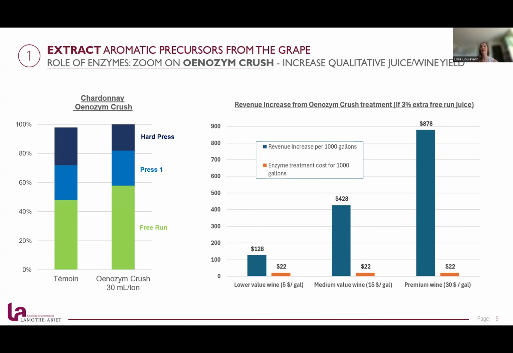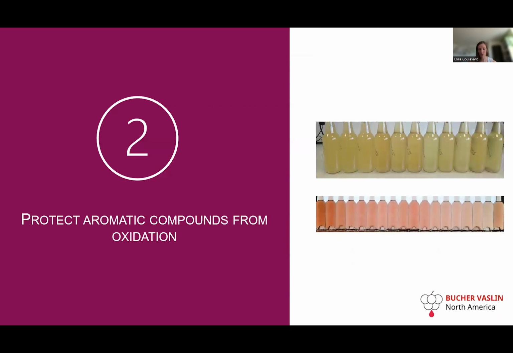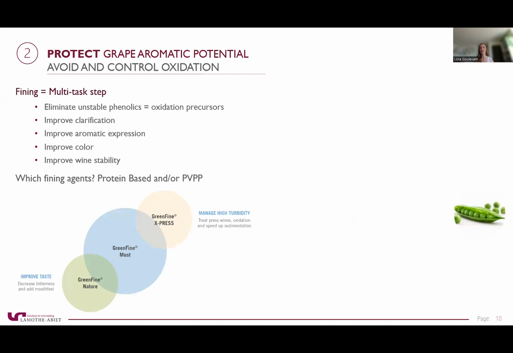Then, so we extracted all the precursors of aromas we want. Now the idea is to make sure they're not going to get impacted or oxidized in the must or during the process. So this is one tool. Of course, there are other techniques, but here I just want to focus on fining. So fining is a very classic traditional practice, but it works great.